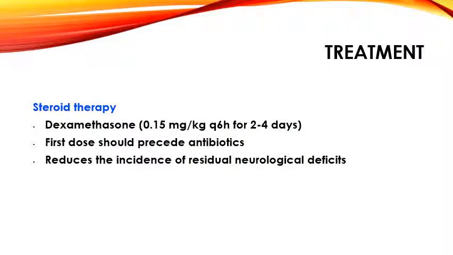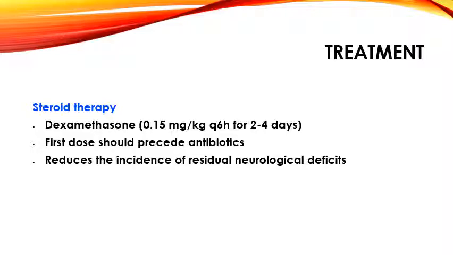Other additional things which we give are steroid therapy. The common steroid which is given is dexamethasone at a dose of 0.15 milligrams per kg every 6 hours for 2 to 4 days. And very important is the first dose should precede antibiotics. It reduces the incidence of residual neurological deficit. Why do we give the first dose before antibiotics?